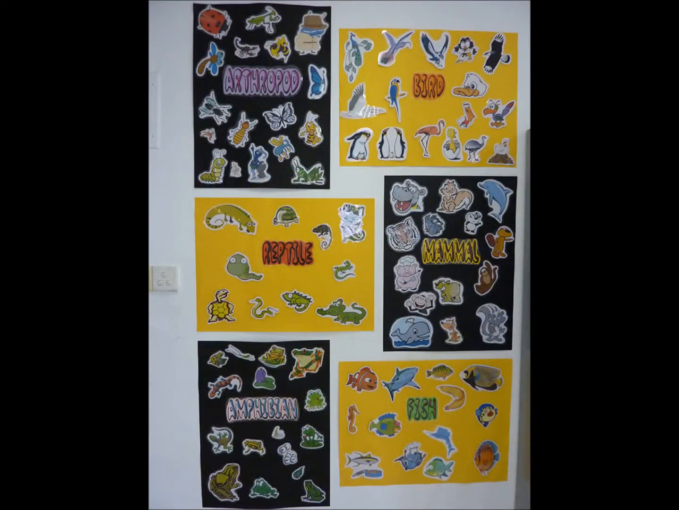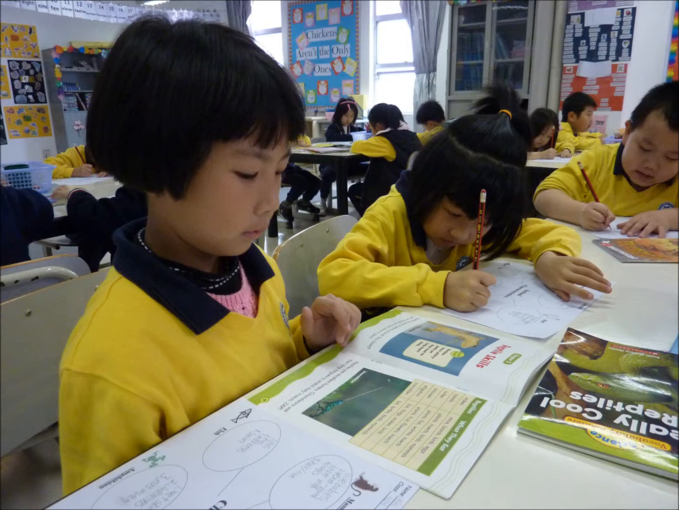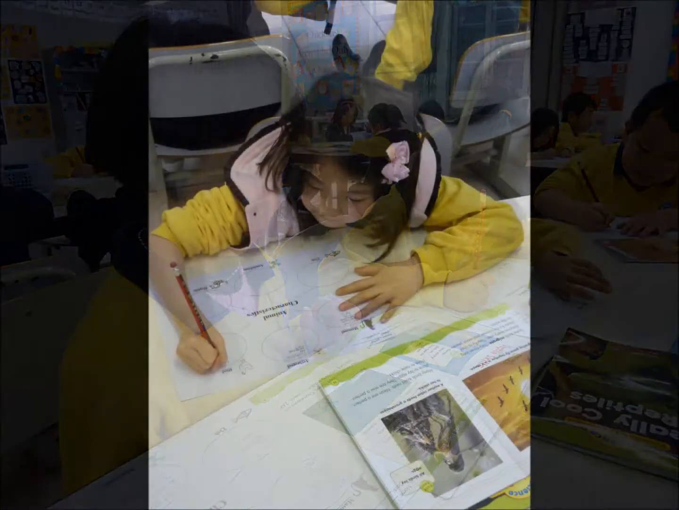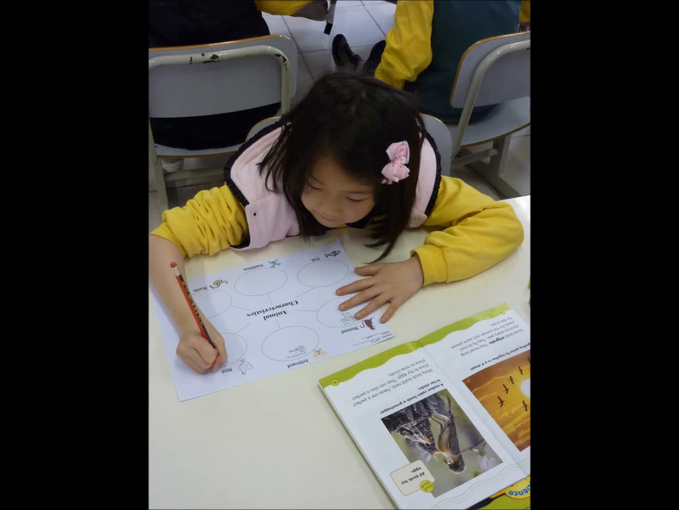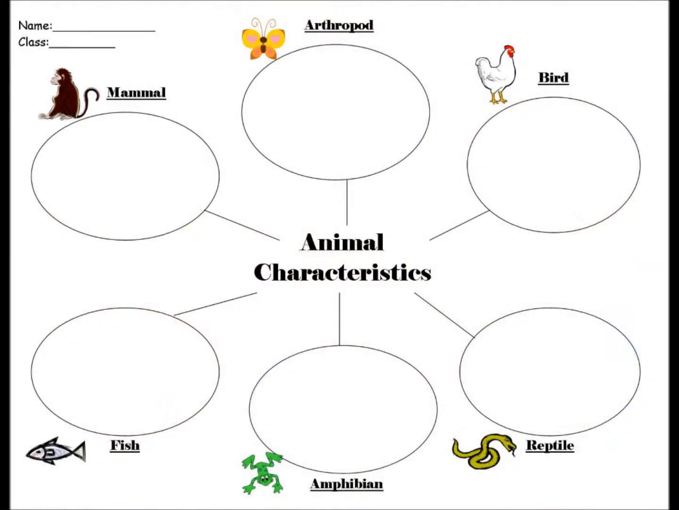I introduced the 6 animal types and gave visual examples of each type. Then, the students were put into groups of 2 and were given non-fiction books about animals. They worked together to find different characteristics of animal types. As they found unique characteristics of animals, they used the animal characteristic web to fill in any important information.